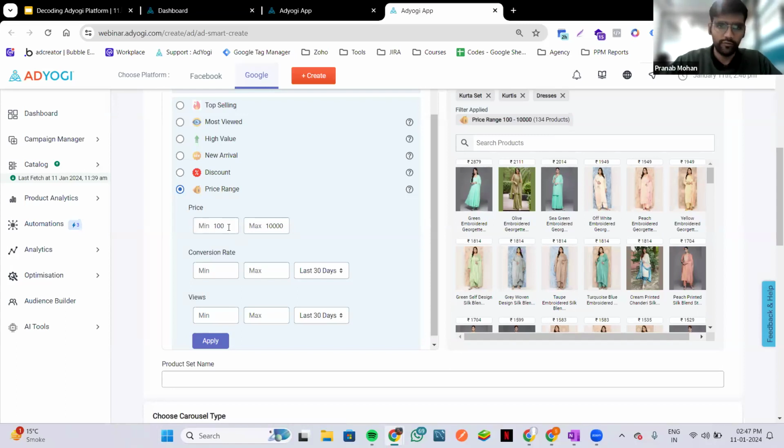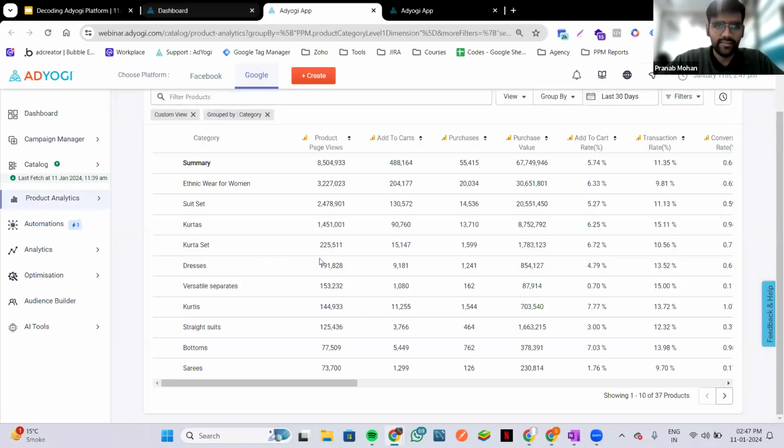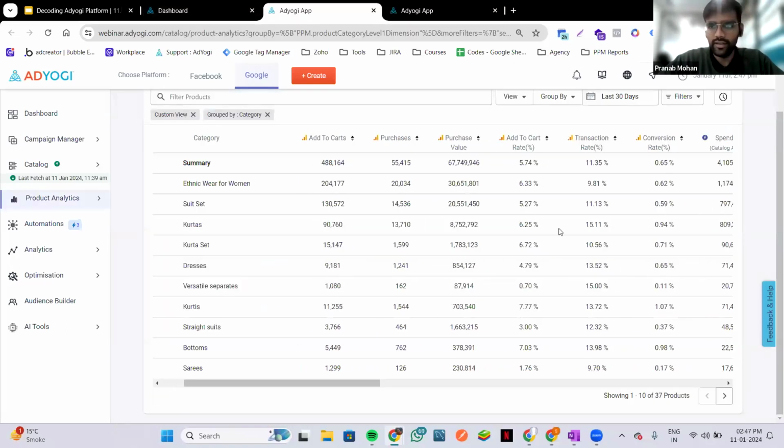So you can define a price range of a very huge margin so that all the products are included within that specific range. For me, this is from 100 to 10,000. Now, if I go back to my segments, I can see that my overall conversion rate happens to be somewhere between 0.65 and 1.7. So roughly, a conversion rate of 0.8 or 0.7 is the medium, which is roughly equal to the summary that I get on an ad account level.